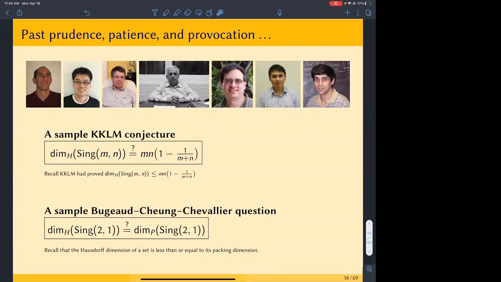And I also want to point out a particular question from BCC. BCC took the question all the way back to its first result. You might remember that this Hausdorff dimension was 4/3. And if you remember the lim inf and the lim sup aspect of my slide on Hausdorff and packing dimensions, it's obvious that the Hausdorff dimension is less than or equal to the packing dimension. And so they asked, even in the case of Sing(m,n) with n equal to 1, what happens? Is this equal or is this strict?